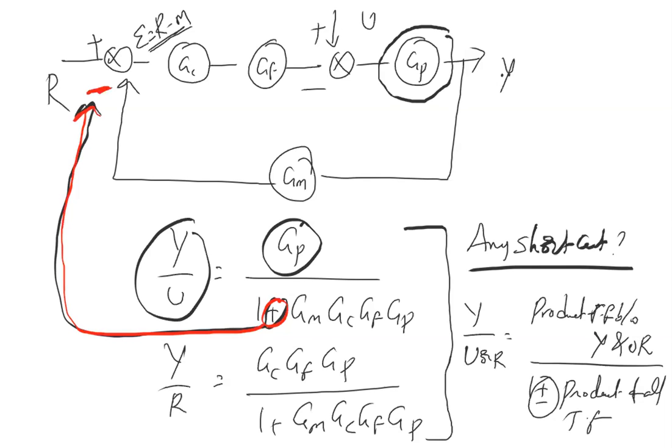Suppose you are talking about positive feedback, then this becomes negative. If this is plus, then you will end up having minus here. So the shortcut is the product of transfer functions between Y and U or R, over 1 plus or minus the product of all the transfer functions.